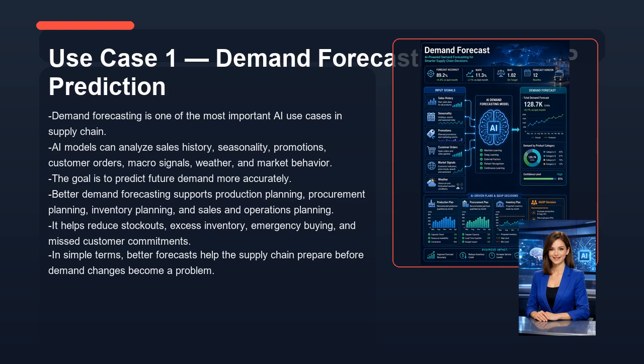Better demand forecasting supports production planning, procurement planning, inventory planning, and sales and operations planning. It helps reduce stockouts, excess inventory, emergency buying, and missed customer commitments. In simple terms, better forecasts help the supply chain prepare before demand changes become a problem.